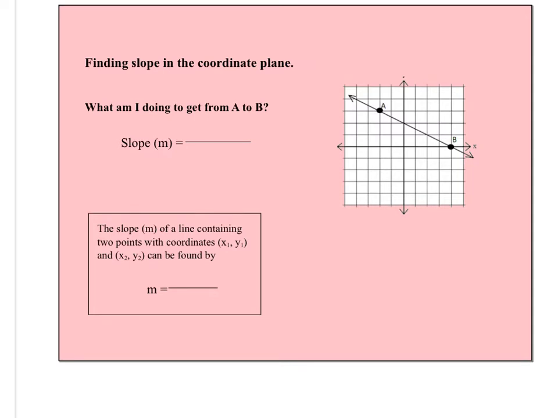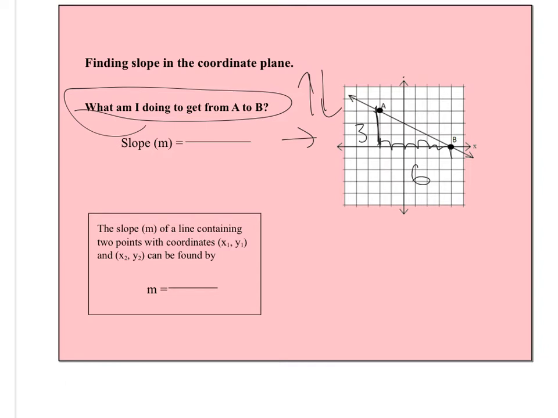So finding slope in the coordinate plane. Basically, how do I get from A to B? What do I do? Well, I've got to figure out how much I go up or down over how far I travel. So this one, I go down 3. Then I go over 1, 2, 3, 4, 5, 6. So I go down 3, that makes it negative, right 6.